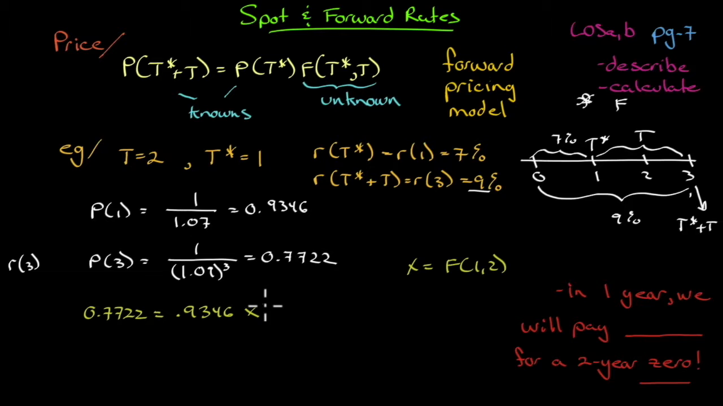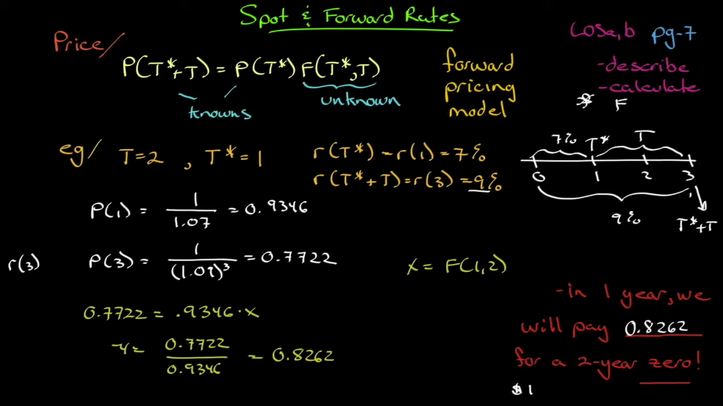So let's continue on. We need our discount rate. So there's our x. So our x will equal 0.7722 over 0.9346, which gives us 0.8262. So there we go. That's nice and simple, right? In 1 year, we will pay 0.8262 for a 2-year zero coupon bond that has a payoff of $1.